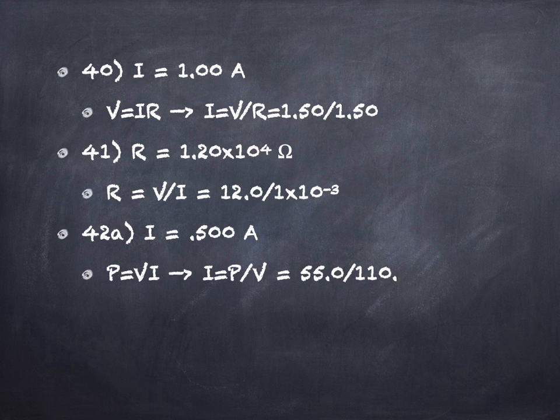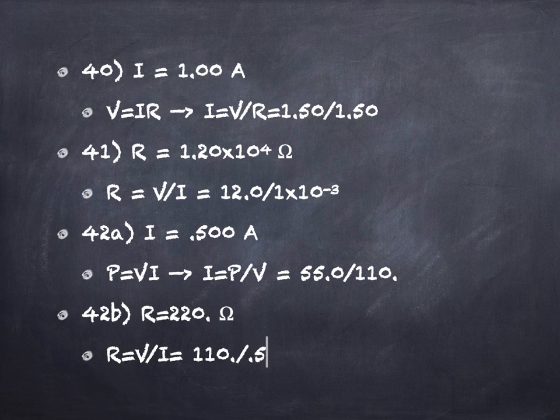The power is 55 watts, and the voltage is 110 volts. It gives you a current of half an amp. Then they want to know what the resistance is, which is 220 ohms. Remember, resistance equals voltage divided by current. 110 divided by 0.5 is 220.